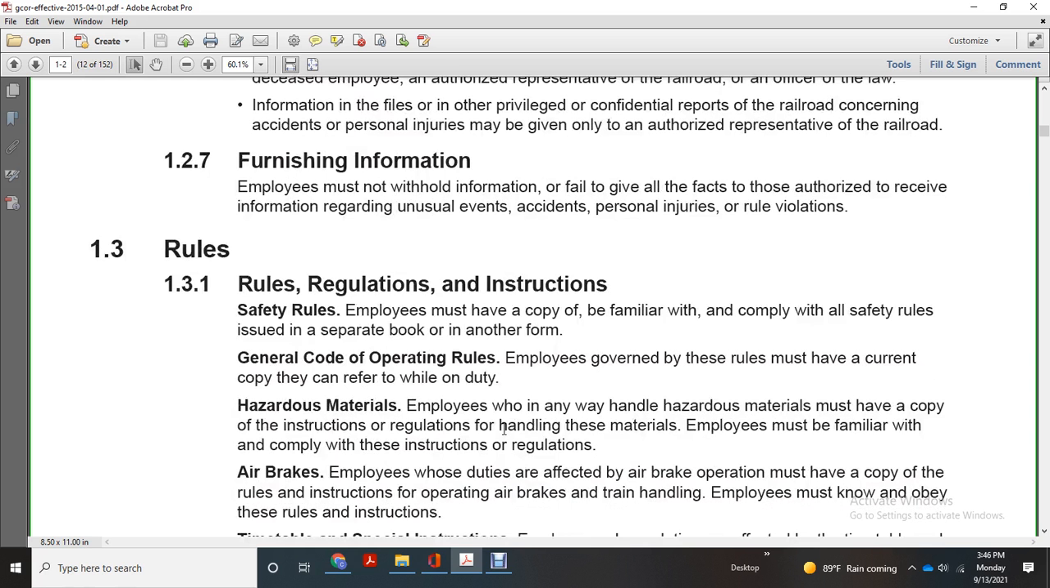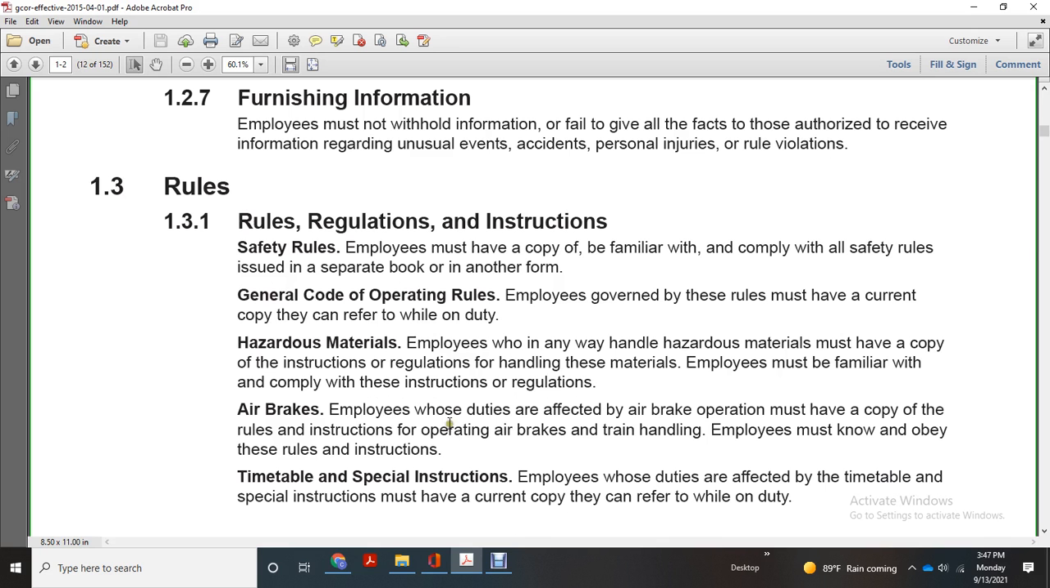Rules 131. Rules, regulations and instructions. Safety rules: employees must have a copy of the safety rules, issued in a separate book with another form, and comply with them. General code of operating rules: employees governed by these rules must have a current copy while on duty. Hazardous material: employees who are involved in any handling of hazardous material must have a copy of the instructions and regulations for handling these materials. Employees must be familiar with and comply with the instructions and regulations.